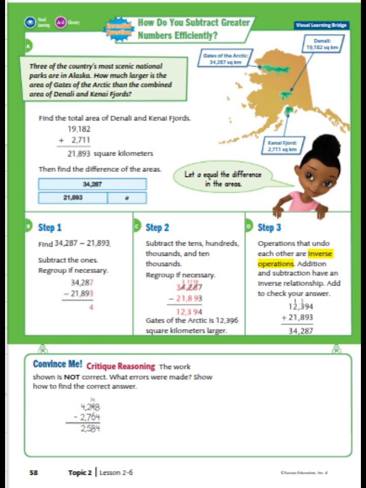And then in our 10,000s place, we have 1 plus 2, which is 3. And that exactly matches the number we subtracted from, 34,287.